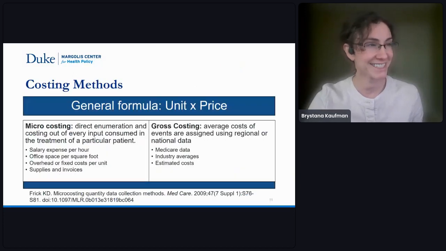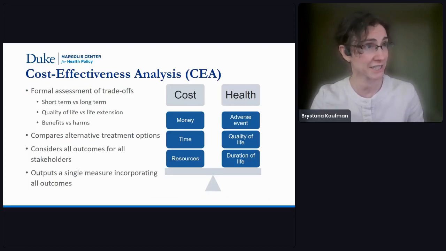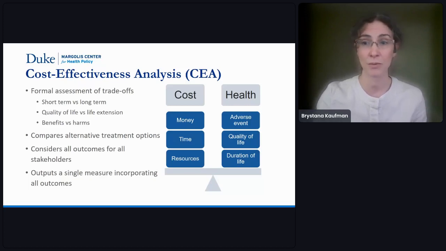So I won't go into a lot of detail here. There are a couple different methods you can use to estimate those costs, and different approaches make sense in different contexts. But I would like to focus a little bit on cost effectiveness analysis, which is the formal assessment of the trade-offs between the health benefit and the cost. So you may be familiar with this type of analysis where you're comparing alternative treatment options and outputting a single measure that incorporates all of the outcomes, including adverse events, including quality of life, including the healthcare system cost, and ideally even patient costs and societal costs.